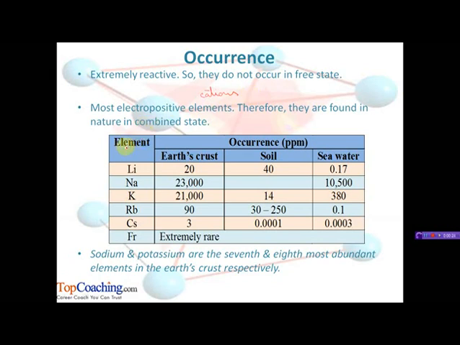This table shows the occurrence of the alkali metals in terms of parts per million in the Earth's crust, soil as well as seawater. If we look at these values, we can see that sodium is the most abundant alkali metal, followed by potassium. Francium, being radioactive, is extremely rare. Even if we consider all the elements of the periodic table, sodium and potassium are the 7th and 8th most abundant elements in the Earth's crust respectively.